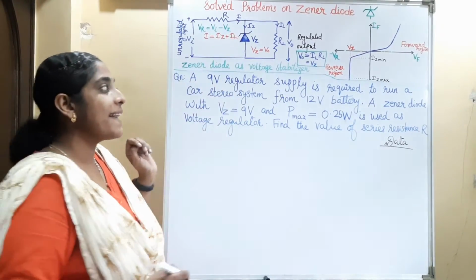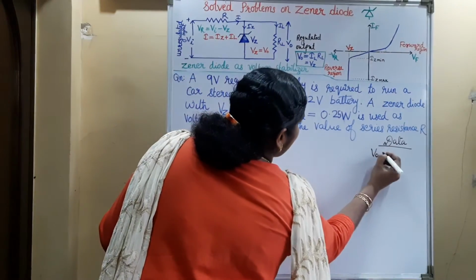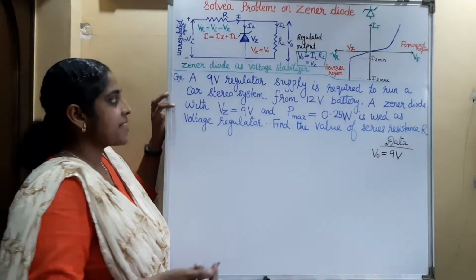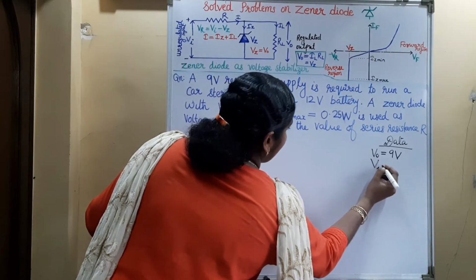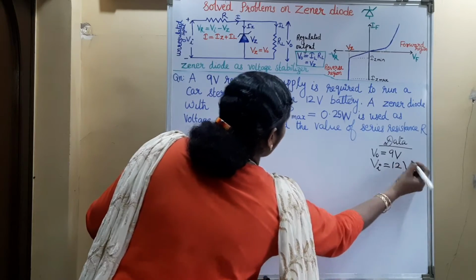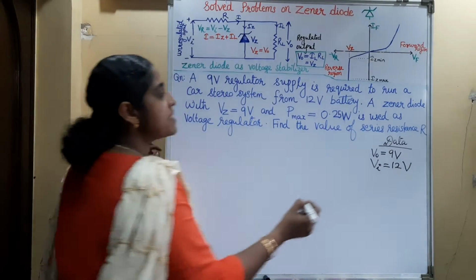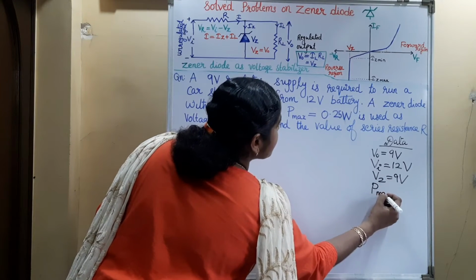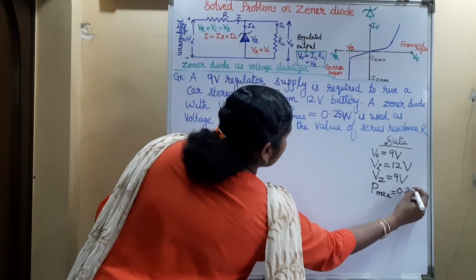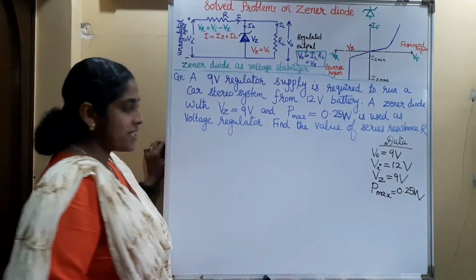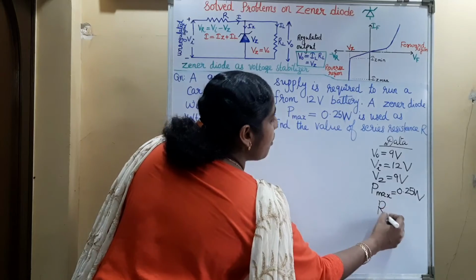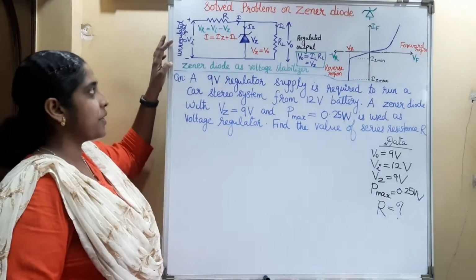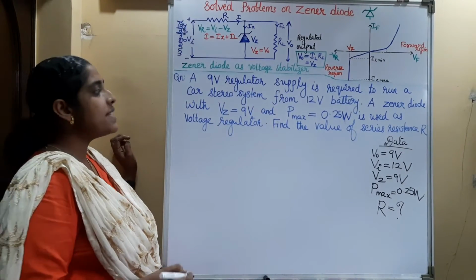A 9 volt regulator supply, that is the output voltage is regulated and it is 9 volt. It is required to run a car stereo system from 12 volt battery, that is input voltage is equal to 12 volt. A Zener diode with Vz equal to 9 volt and maximum power P max equal to 0.25 watt is used as the voltage regulator. Find the value of this series resistance. That is, in the Zener diode regulator circuit, we want to find out the value of this series resistance.